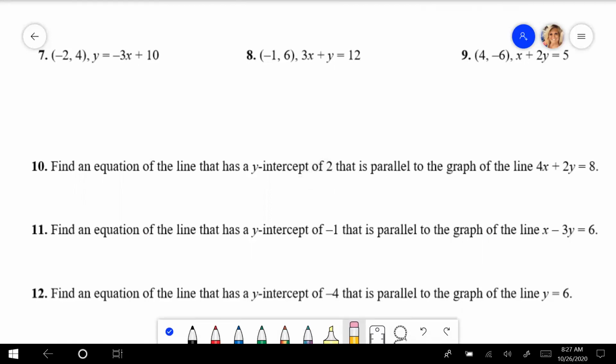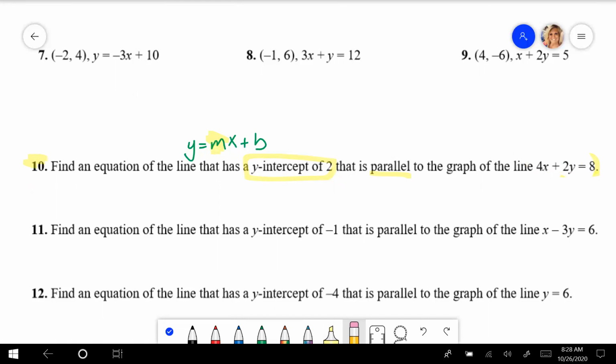All right, we're just going to look at number 10 on this one. It says find the equation of a line that has a y-intercept of 2 and is parallel to this equation here. Okay, y-intercept. If it's giving me a y-intercept and a line that's parallel, I'm going to be able to use the equation y equals mx plus b. If that's the case, I have to just find the m for the slope of the parallel line.